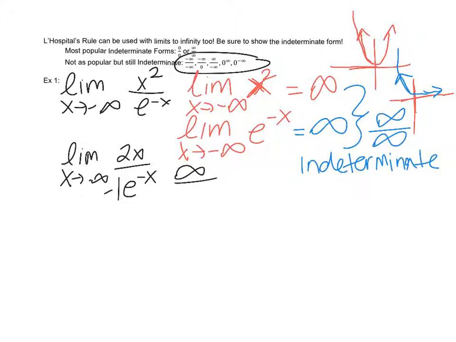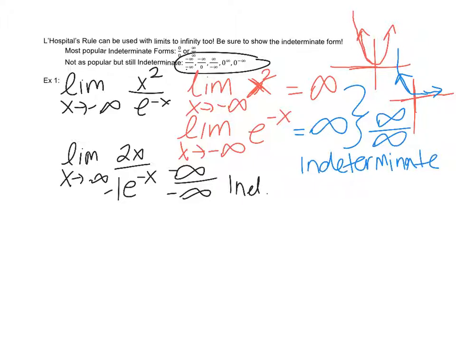And e to the negative infinity times negative 1 is still infinity, or negative infinity. These are actually both negative, and still indeterminate. Negative infinity over negative infinity is one of those not as popular ones, but also if you think about it, a negative divided by negative is a positive, so they're going to cancel and become infinity over infinity anyway, which is another indeterminate.